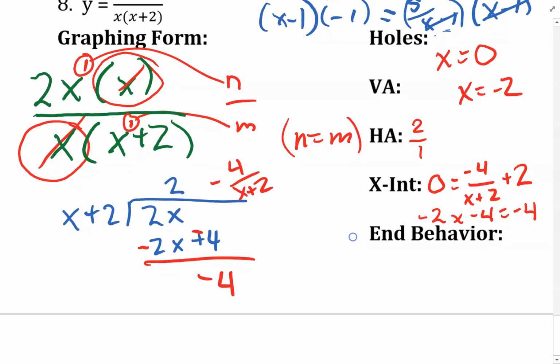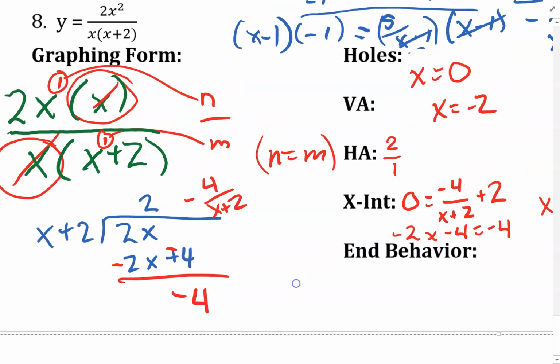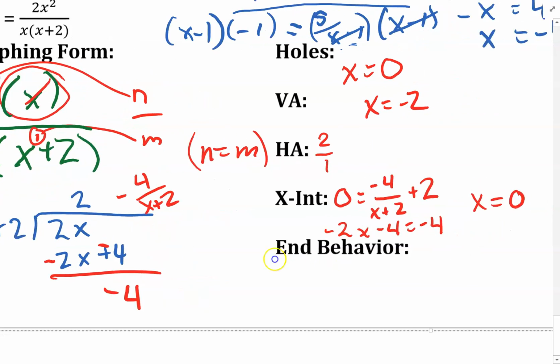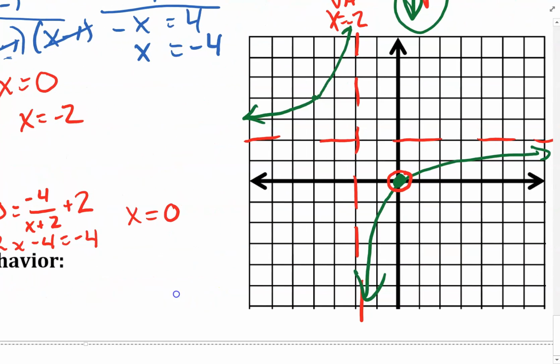Horizontal asymptote, we take a look. I have 2x over x plus 2, so they both have the same power. Or I can look down below here, and what I get is 2 over 1 for my horizontal asymptote. So I plot my horizontal asymptote at y equals 2.